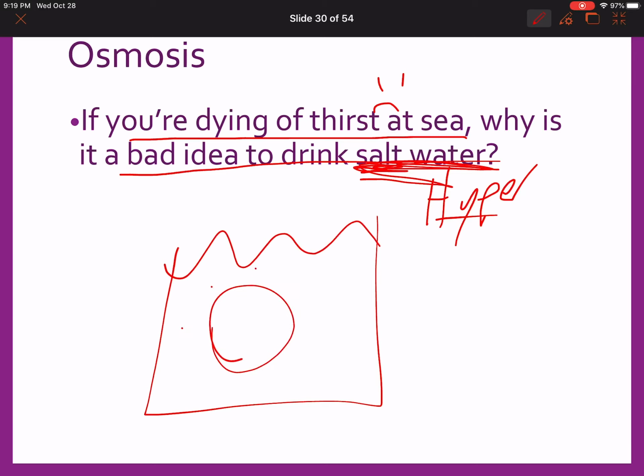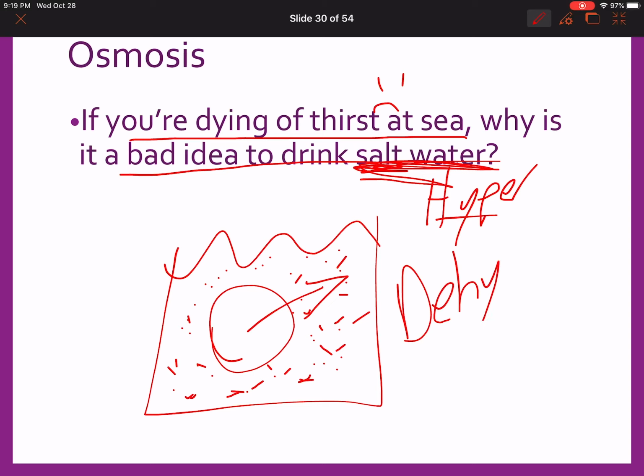All right, so here's the beaker. Here's the cell. Here's all the salt in the water. Has more salt. Hypertonic. So where's the water going to go? Straight out. So guys, you drink salt water, you get more dehydrated. So you're dying of thirst. Well, now you're dying of thirst faster. So when they say don't drink salt water, they mean it, because you're dead.